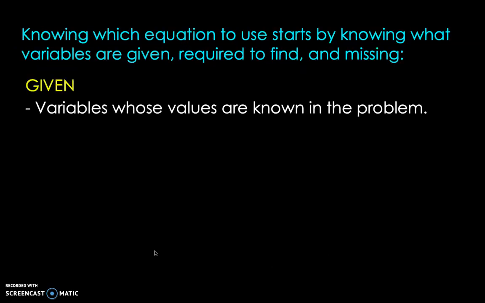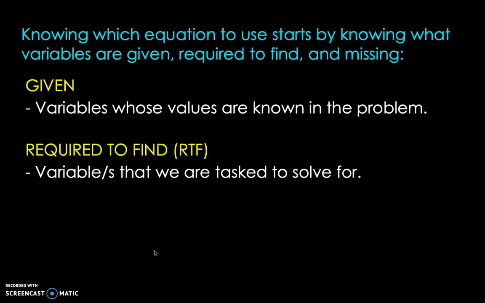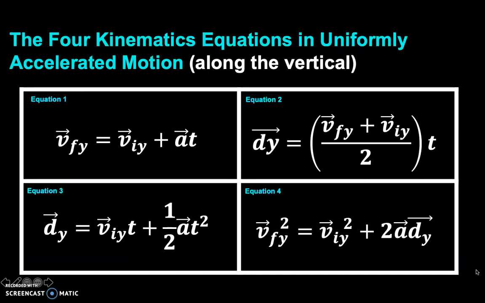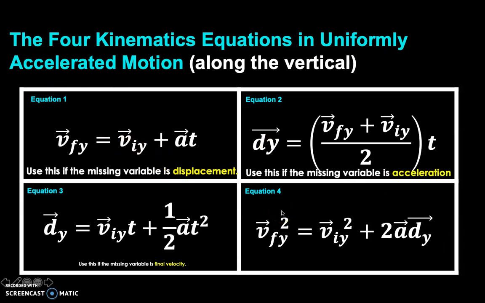Just a simple recall for the computation part. The first step for you to know which among those equations must be used is to identify the given or known values in the problem, and then identify the required, or what you have to solve for. And then lastly, you have to identify the missing variable. The missing variable is the variable which is not given, but it's also not the required to find. In short, it's not mentioned in the problem at all. And then you have to pick the equation that does not contain the missing variable.